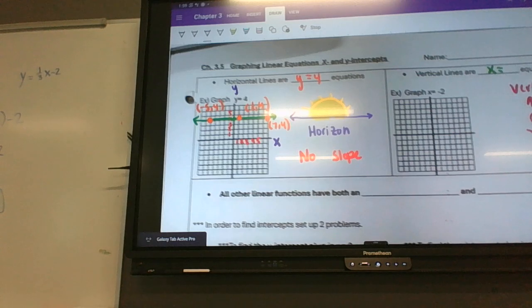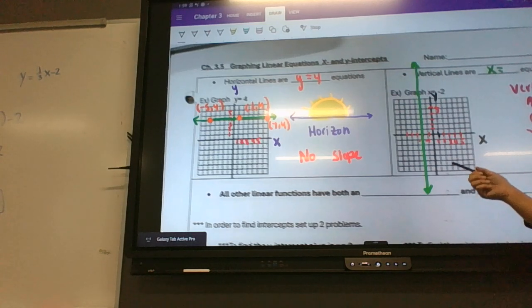So I will label this x and y. And I'm thinking it goes again like 1, 2, 3, 4, 5, and then negative, -1, -2. And this goes up 1, 2, 3, 4, 5. So when I put the line at x equals -2, it's a vertical line. It's an up and down line. Now this one is not called no slope. This one's called undefined.